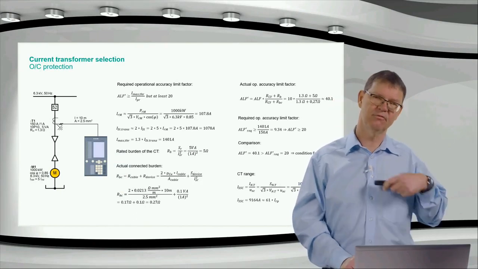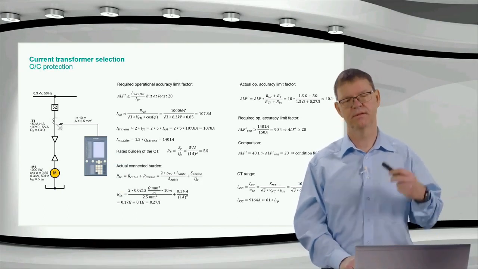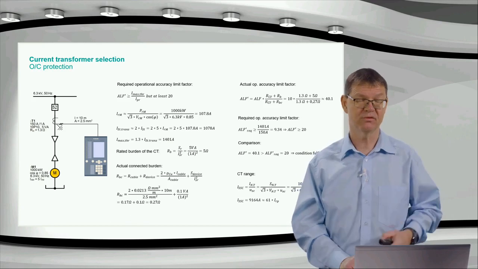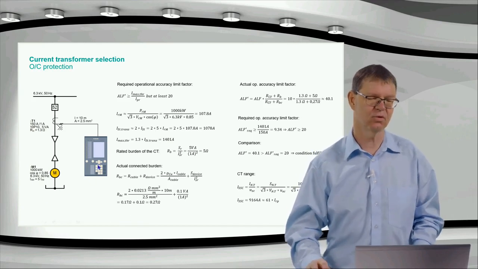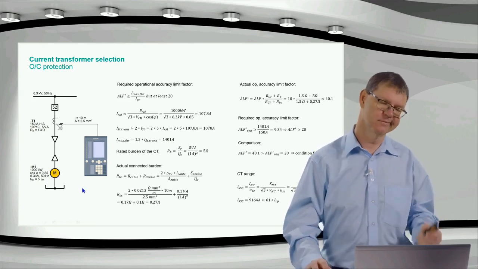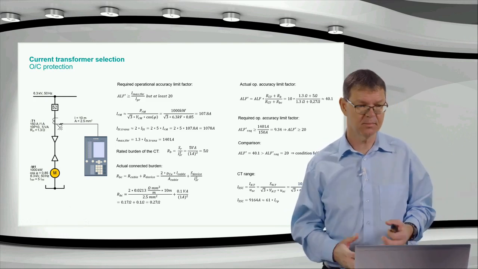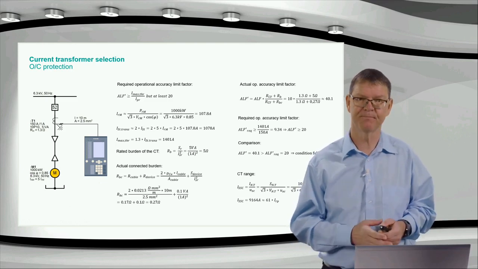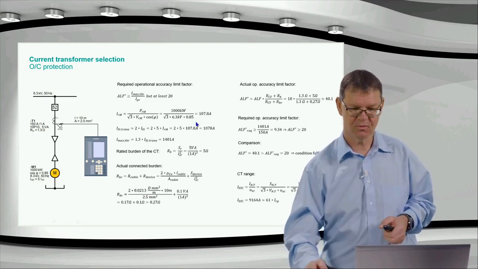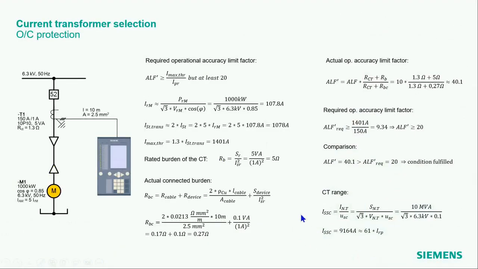Another point is to check that the maximum fault current does not overload the input of the protection relay. This is normally not the case, but in some special cases, this could also be an additional aspect if you think about current transformer dimensioning. Okay, once more I repeat it, this CT range has no significance for the motor protection.